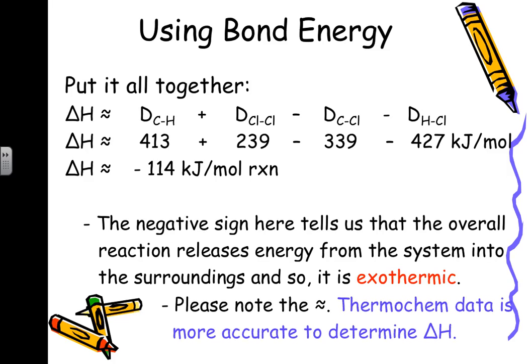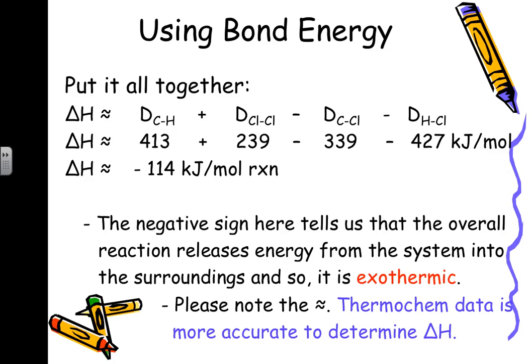The other thing you might note is the little approximate squiggly equal sign. And that's because when we're dealing with bond breaking and forming, as we said at the beginning, these values, the 413, the 239, the 339, and the 427, remember, these are averages. These aren't necessarily specific to the exact chemicals. So that's why it's an approximation. So this method would get us pretty close to a good value of what the enthalpy of reaction would be.